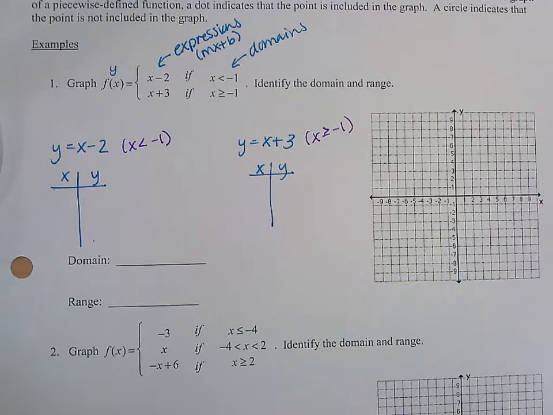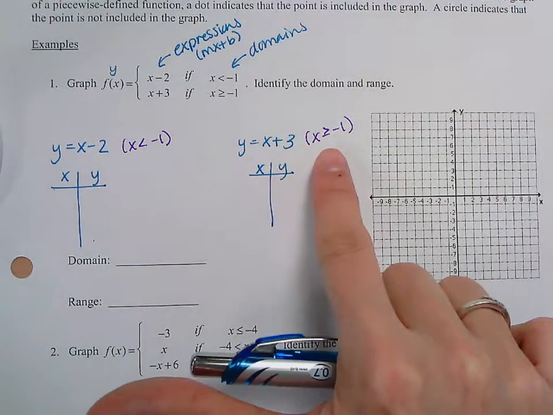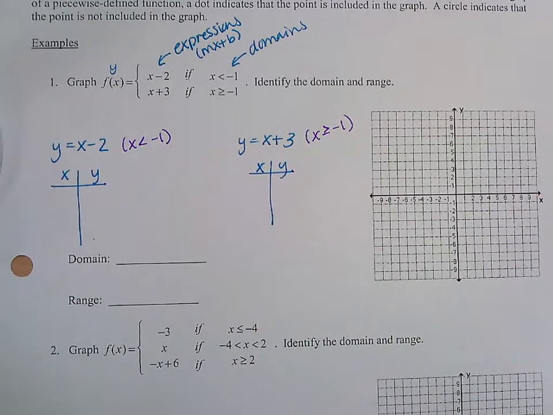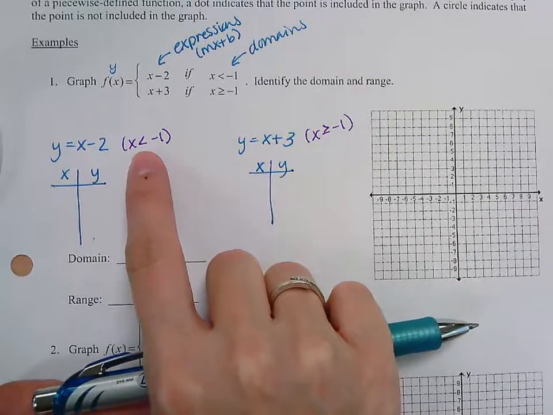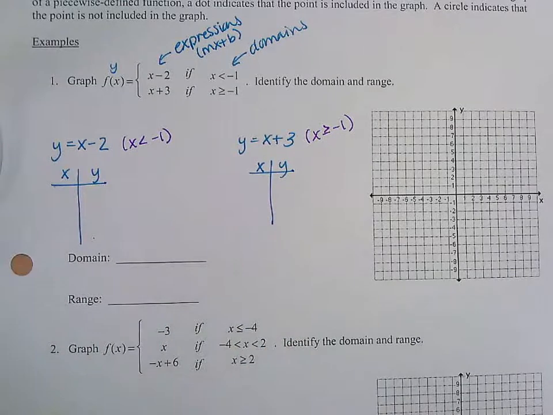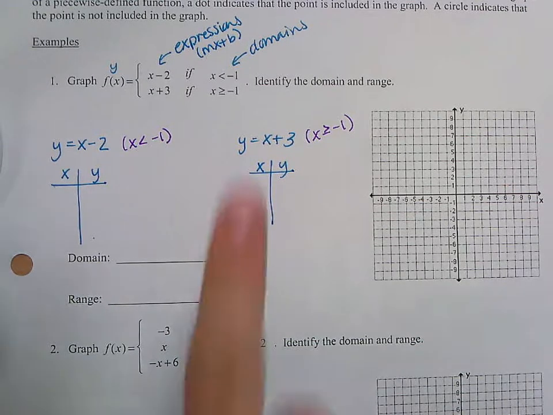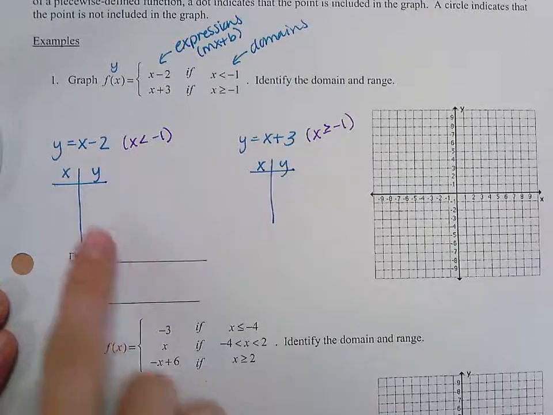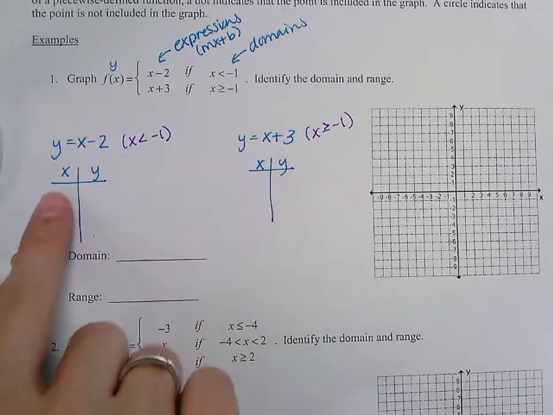Remember too, if you forget which inequality symbol is which, because I don't want that part to mess you up, like if you're thinking this is greater than -1, that's going to mess you up when you graph. Make them on your hands to remind yourself: less than, smaller than, is on your left hand.